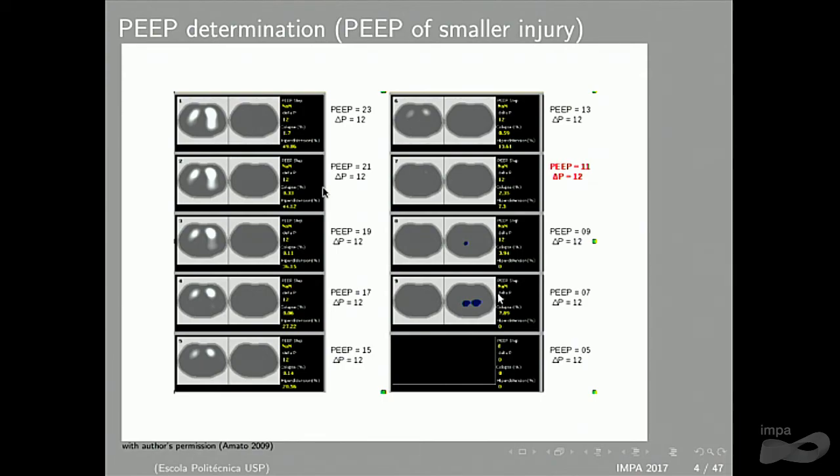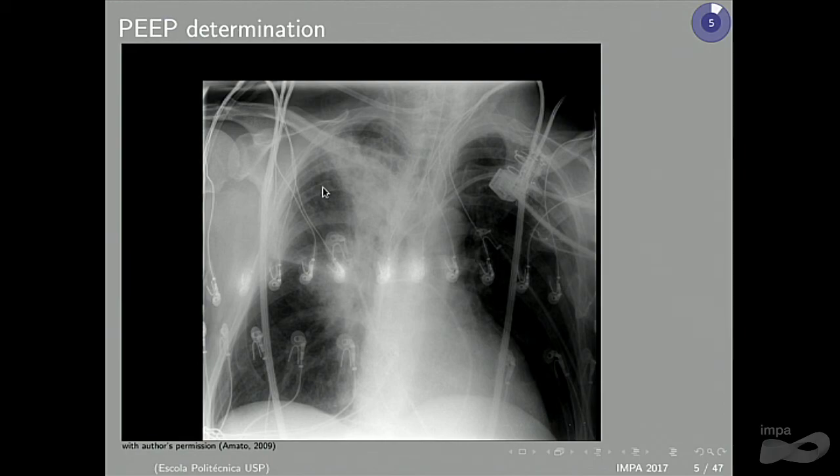And so doctors decided to keep the PEEP, the lowest pressure at the end of expiration, at the level where there is minimal atelectasis, collapse of the lung, and minimal overdistension. And this protocol saved many, many lives at that time. And here is this patient 3 days later with a much cleaner lung.